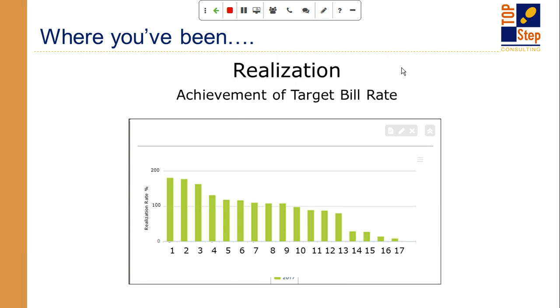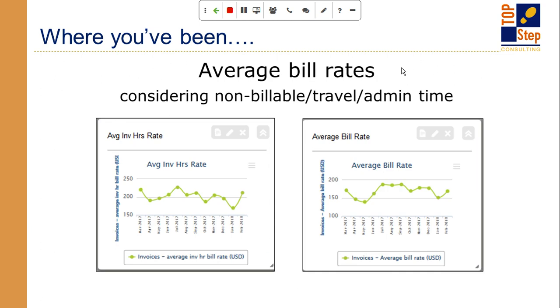Okay. So that's a pretty easy one to get for where you've been, because if you have a PSA, you've got time, you've got financial components about the value of that time, so you should be able to get a realization rate and some graphs and reports on that. The next one is average bill rate. This is a little different than realization, because I think for average bill rates, you should look at it from a couple of different angles.